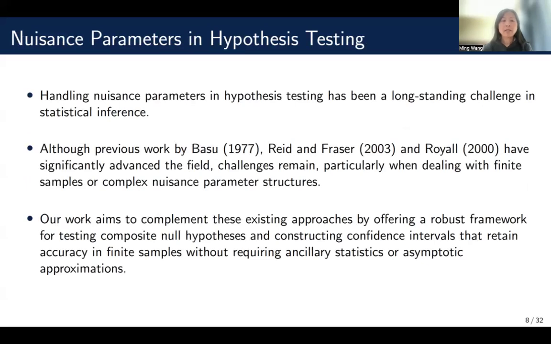Handling nuisance parameters in hypothesis testing has been a long-standing challenge in statistical inference. Although previous work by Barndorff-Nielsen, Reid and Fraser, and Royall has significantly advanced the field, challenges remain, particularly when dealing with finite samples or complex nuisance parameter structures. Our work aims to complement these existing approaches by offering a robust framework for testing composite null hypotheses and constructing confidence intervals that remain accurate in finite samples without requiring auxiliary statistics or asymptotic approximations.